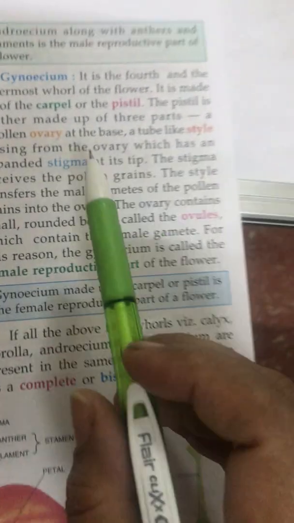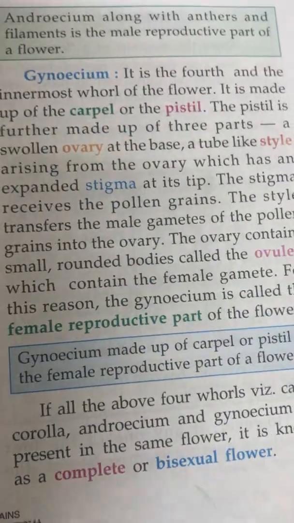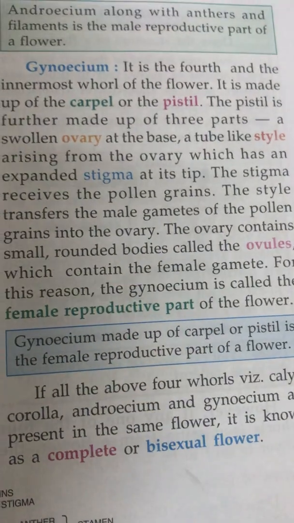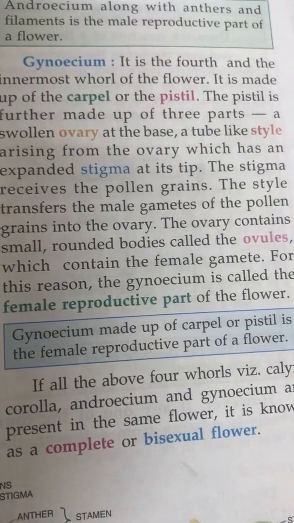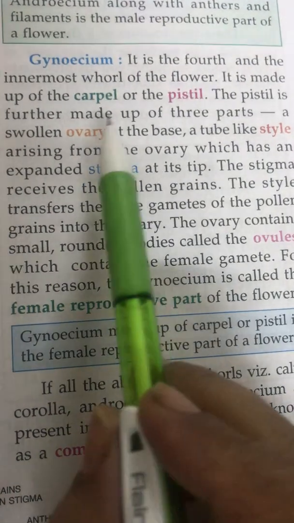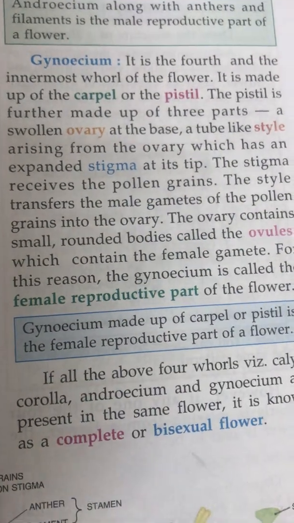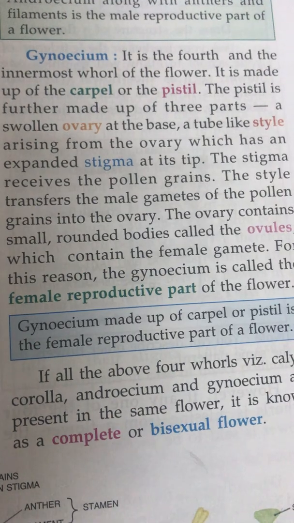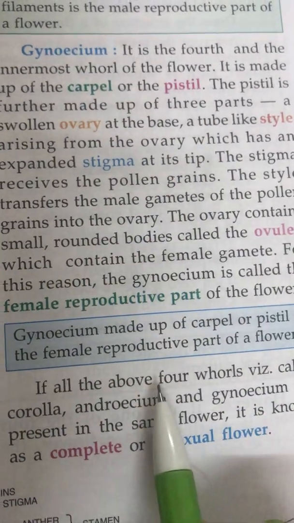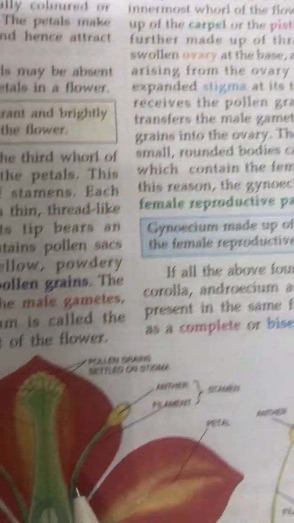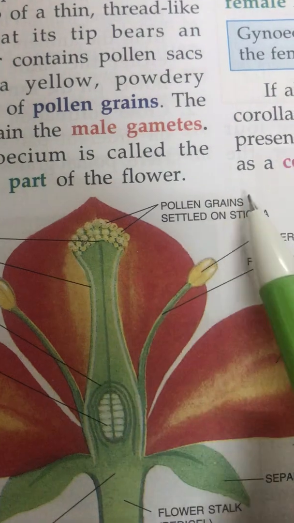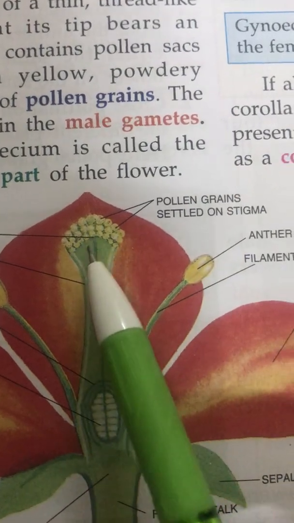fertilization. Moving on to the female reproductive whorl of the flower, or the innermost whorl of the flower, which is called gynoecium. Each gynoecium consists of carpels or pistils. Just like androecium consists of stamens, gynoecium consists of carpels or pistils. And each pistil has three parts. What you can see here is the stigma. These are the pollen grains which have landed on the stigma.